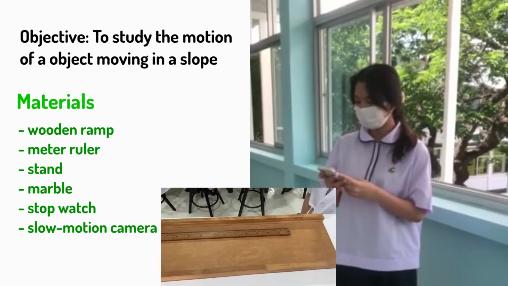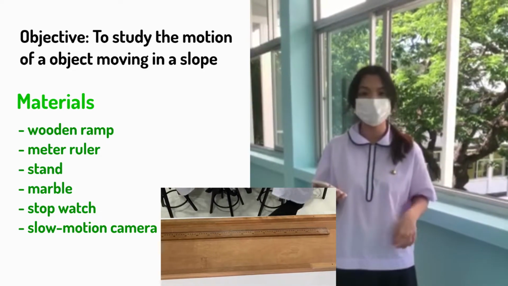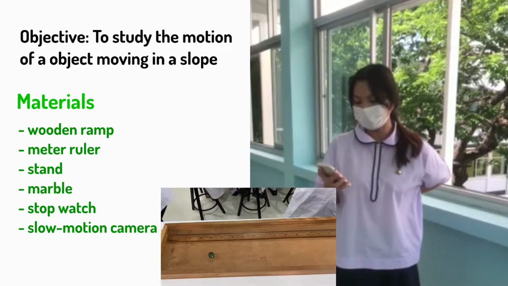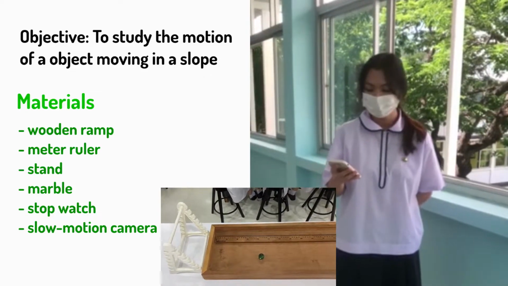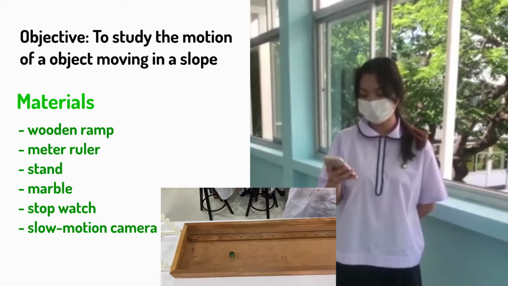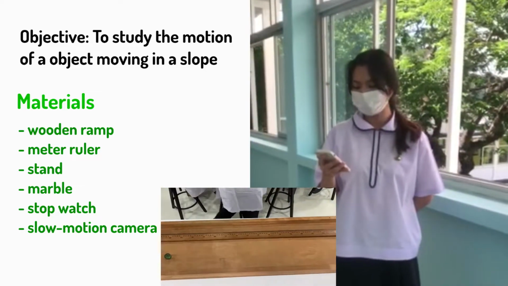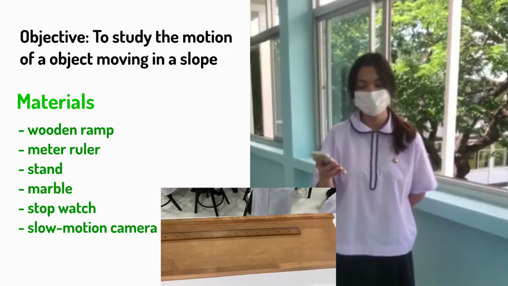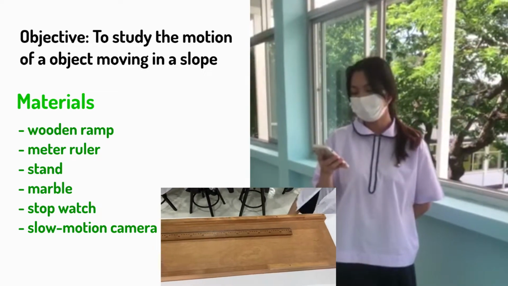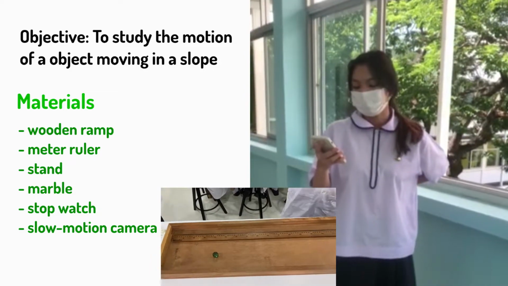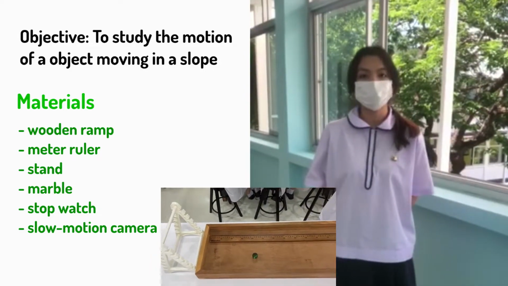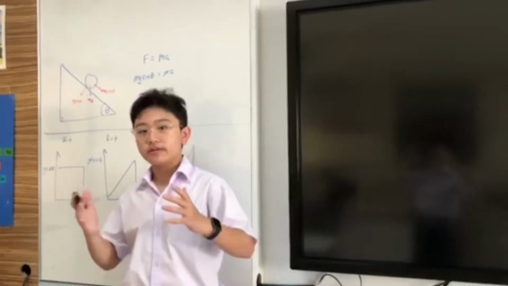First step, we're gonna place the ball post and the ramp on the stand. Secondly, put a meter ruler against the higher side of the ramp. Then let the marble slide from the higher side to the end of the ruler. After that, we will measure the time taken using a stopwatch, and then we will record the data into the timetable.